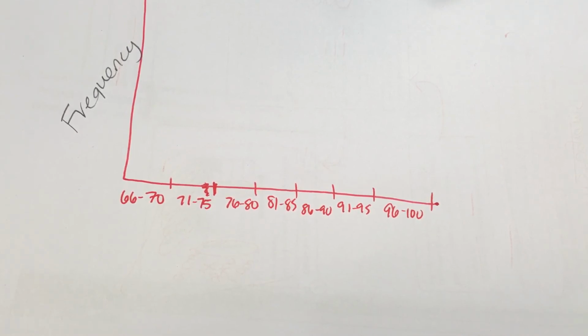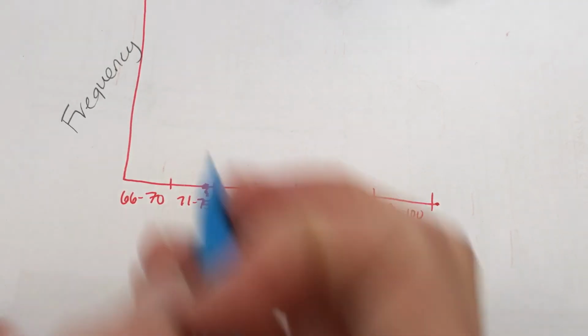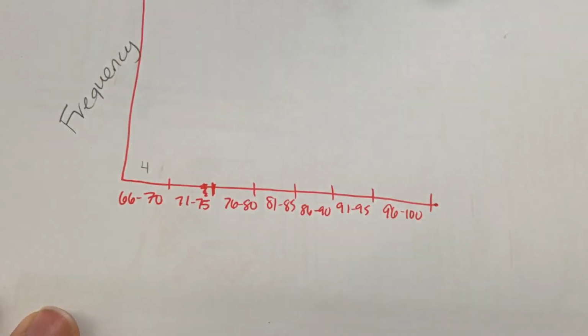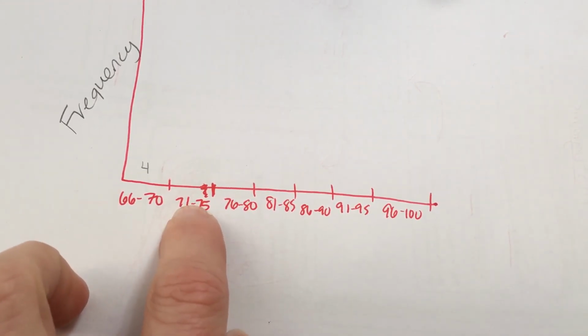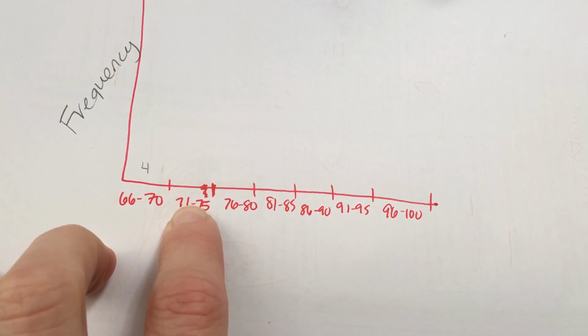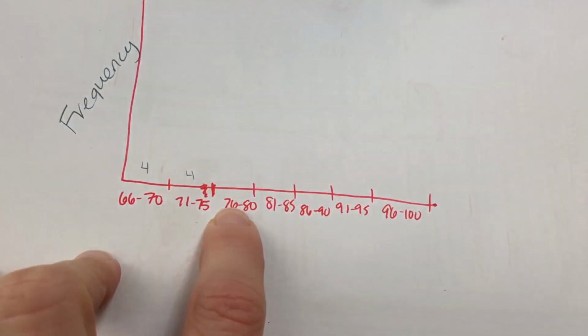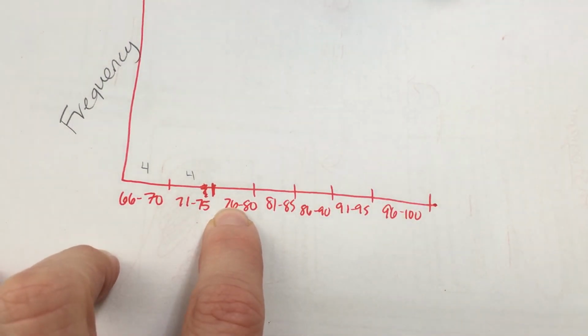Okay, how many numbers are in 66 to 70? 4? Y'all agree on that? Okay, I'm just going to put a little number 4 right there for now, and I'll tell you why in a minute. How many numbers are 71 to 75? 4? What about 76 to 80?